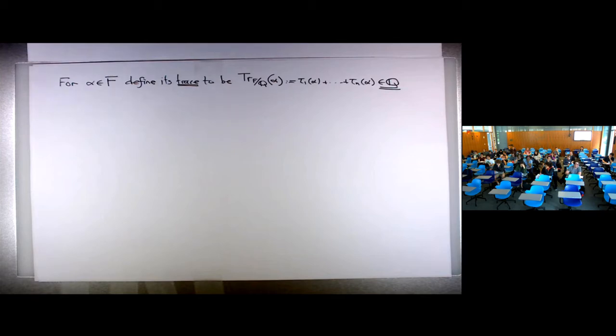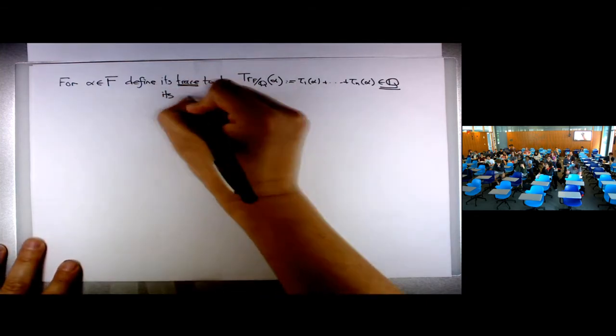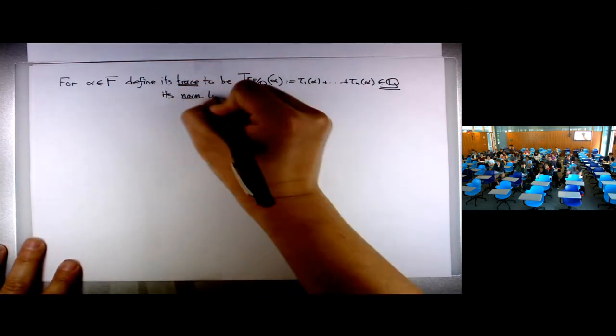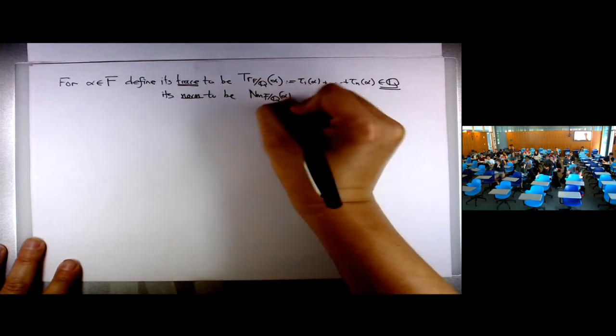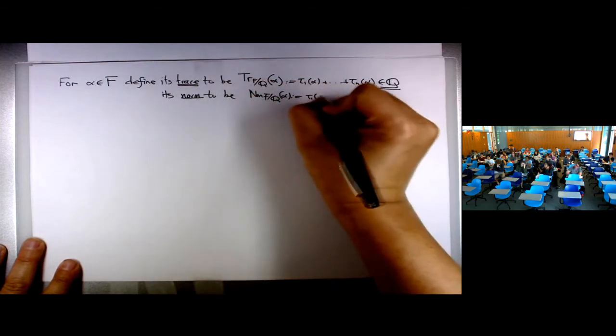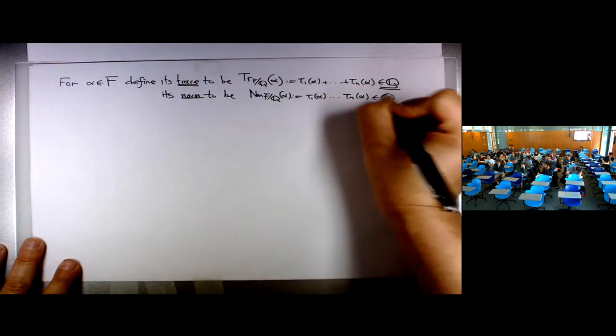I have some exercise printed out here. You can also find it online if you want to get it later. In that exercise, I will tell you how to prove that the traces are actually in Q. Similarly, I can define its norm to be this, but instead of taking the sum, you take the product. Once again, this will land in Q.